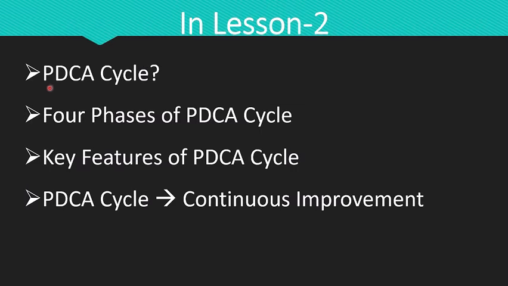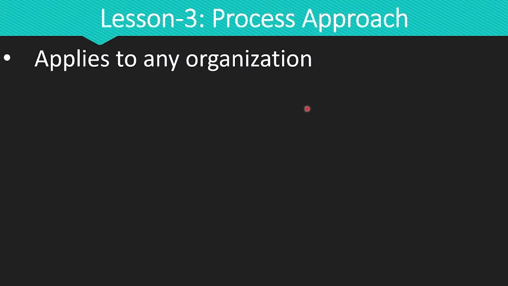In lesson 2, we already covered the PDCA cycle, including its 4 phases: plan, do, check, act, key features, and more importantly, we discussed why the PDCA cycle is essential to continuous improvement. You can find the link of lesson 2 in the description box below.